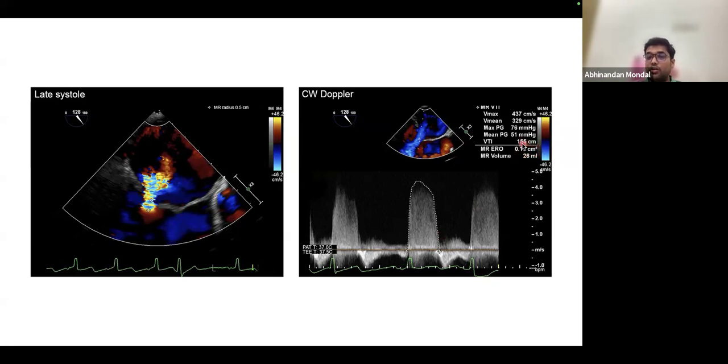Now remember, EROA, if it is more than 0.4, that is severe MR in case of primary MR. But if the ERO is more than 0.2 centimeter square in case of secondary MR, that is considered to be severe. But currently in the European guideline, they have told that ERO has to be 0.4 for both primary and secondary MR.